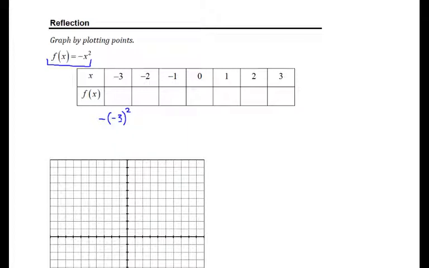So following order of operations, I can see -3 squared is 9. Then I apply the negative on the outside so that I end up with -9. After doing a couple of these, we get the idea that this is going to be the same values that we would have on the graph of y equals x squared, except that all of them are negative. So -1, 0, -1 again, because this would look like -1 squared, which order of operations would have us do the square first and apply the sign last.